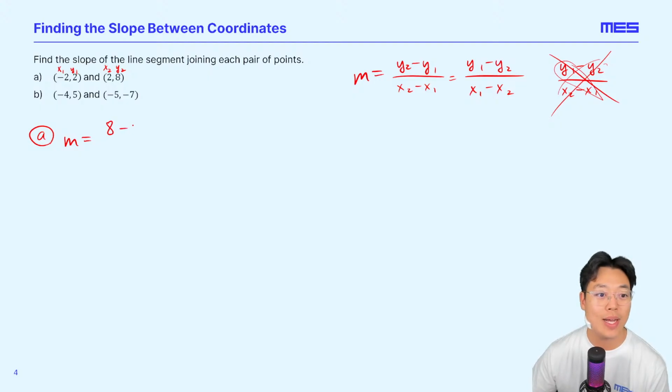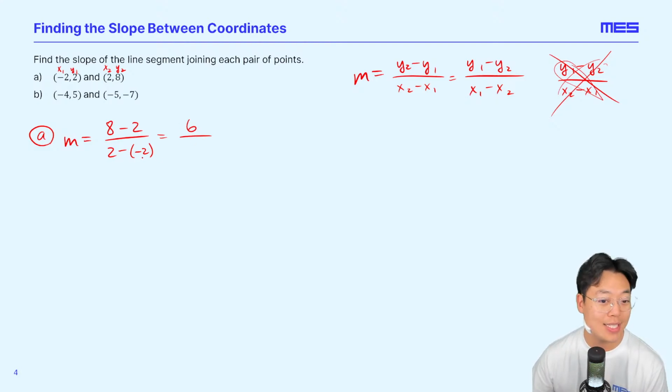So let's find the slope for letter A. Y sub 2 is 8, y sub 1 is 2, x sub 2 is 2, x sub 1 is negative 2. So we have 6 over 2 minus a negative 2, which is 2 plus 2, which is 4. And now we can simplify. We have 3 over 2. Let's check out letter B.